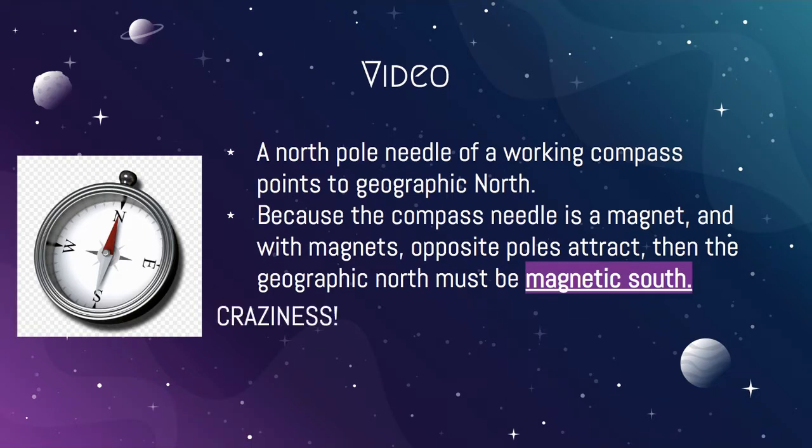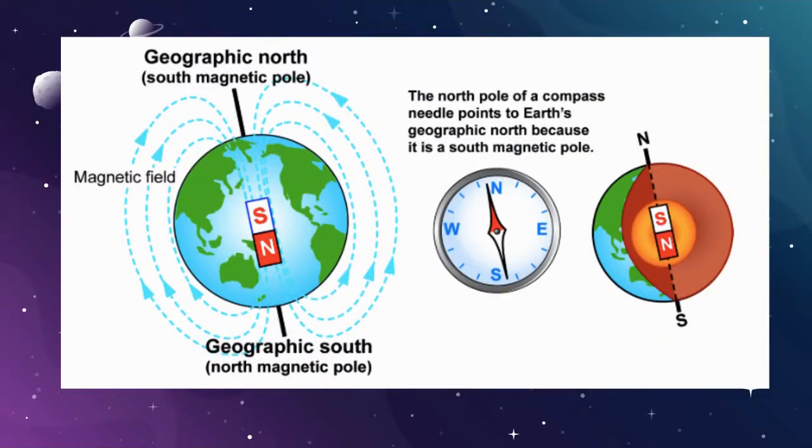I know, it's kind of crazy. So here's another diagram I find really helpful to explain how this all works. Again, showing that geographic north is truly magnetic south, and that your compass points to geographic north. But again, that is magnetic south because opposites attract.